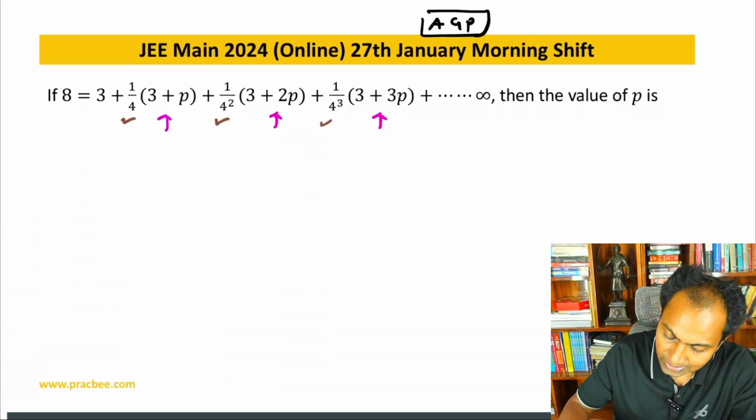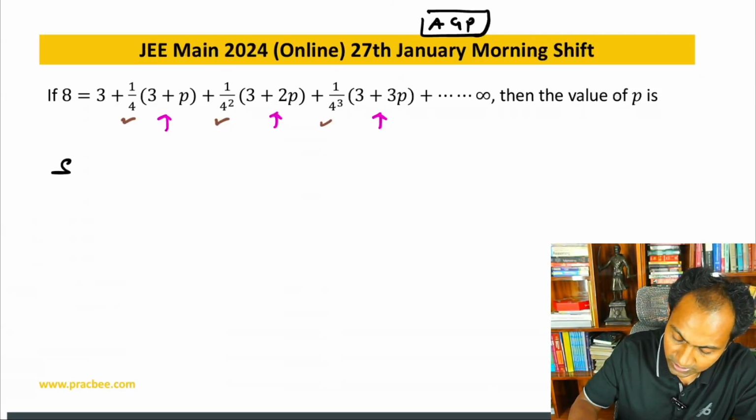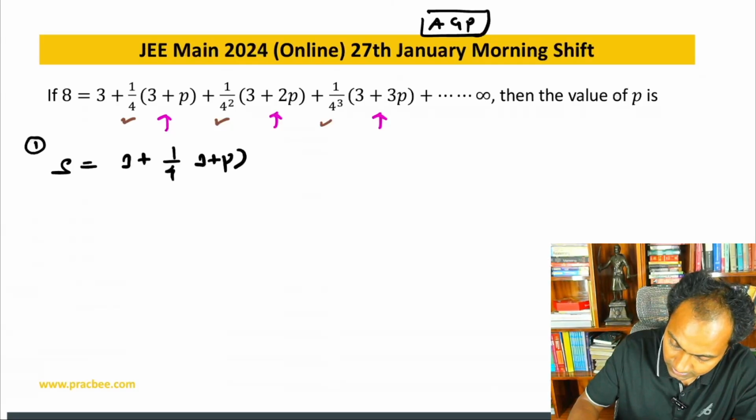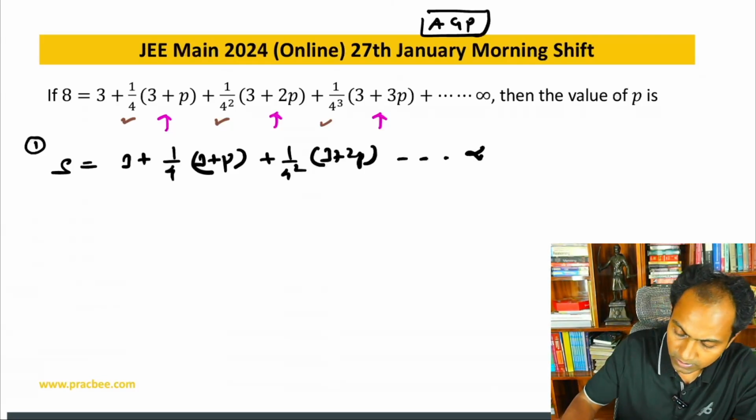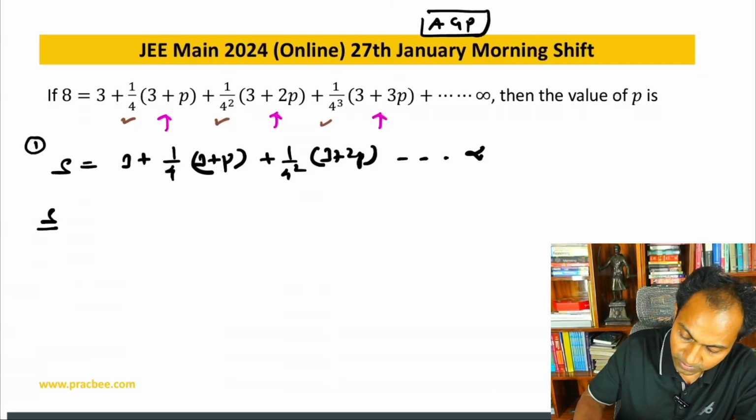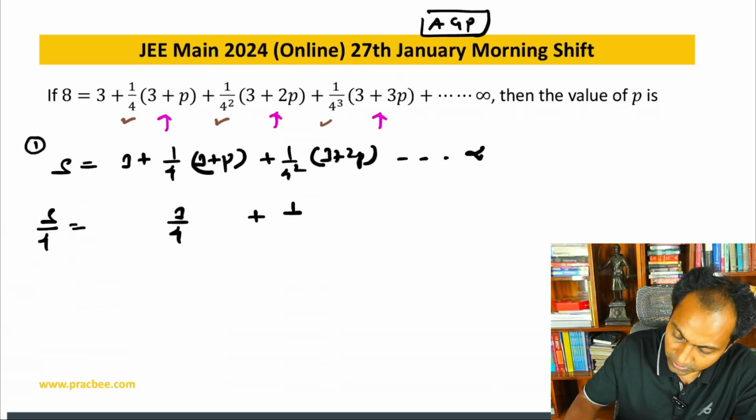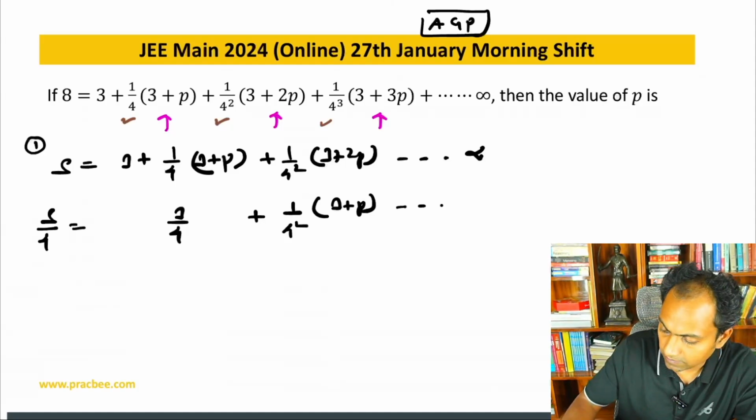So you can see that if an AGP is given to us, let us take the series as nothing but S. The technique is very simple. We will write the series 1 by 4 square, 3 plus 2p, so on and so forth till infinity. Multiply the same with the common ratio. Common ratio in this case is nothing but 1 by 4. So this will become 3 by 4. Shift the series by 1 unit. So this becomes 3 plus p till infinity.